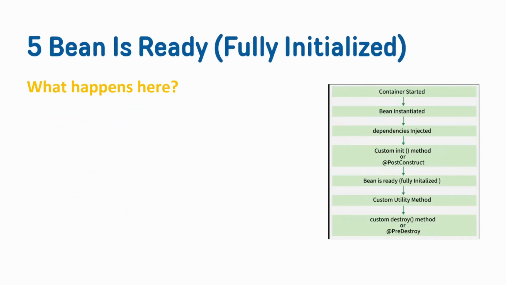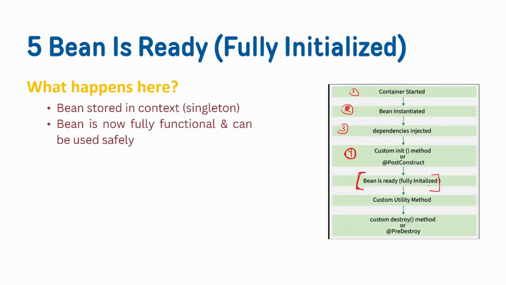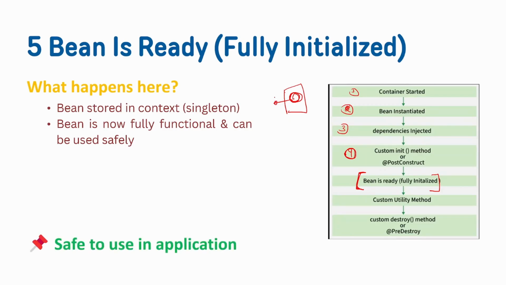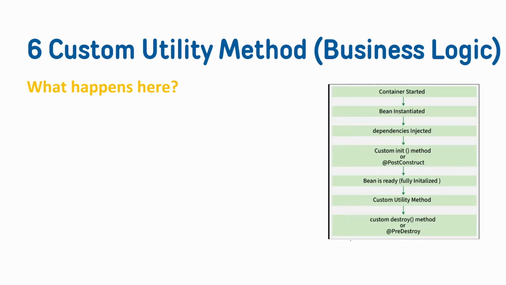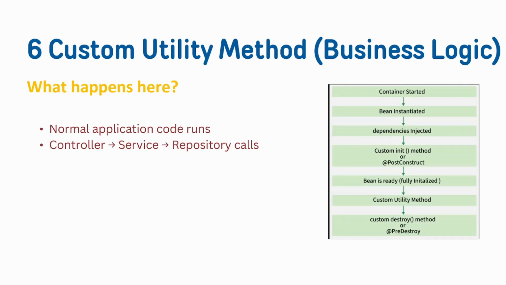Now in the third phase, first the container is started, second the bean is instantiated, third the dependency is injected, fourth the post construct method is called. After this the bean is fully ready and fully initialized. So what happened after this? After this the bean is stored in the Spring context, and the bean is now fully functional and can be used in our applications. So it is safe to use in our application. After this we can call the custom utility method on our business logic. So now normal application code runs.